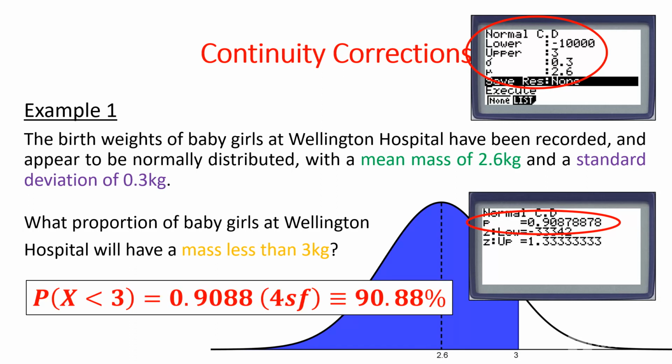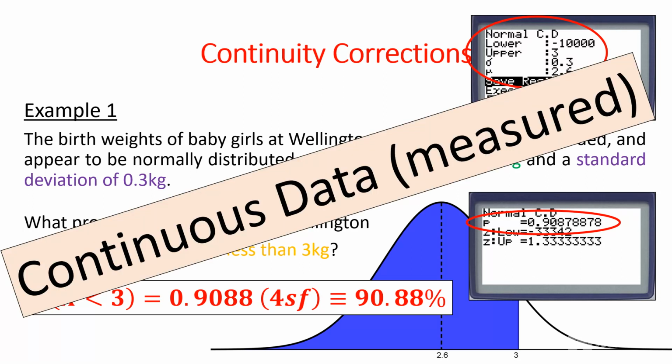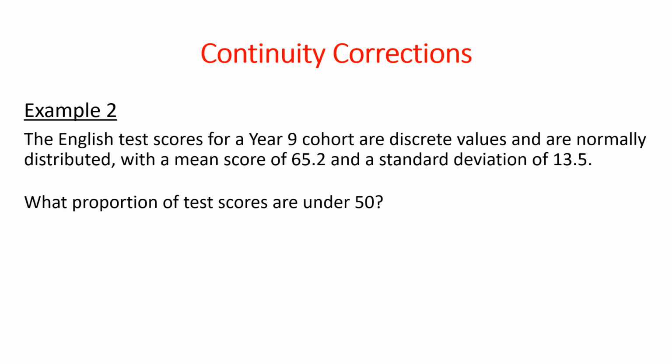So let's round it to 0.9088 to 4 significant figures, or change it into 90.88%. So 90.88% of babies are going to have a mass less than 3 kilograms. Now that's great, fantastic, that works perfectly. It uses continuous data that's being measured, and that's how the normal distribution curve is set up. But let's show you example 2, where we have a small problem.